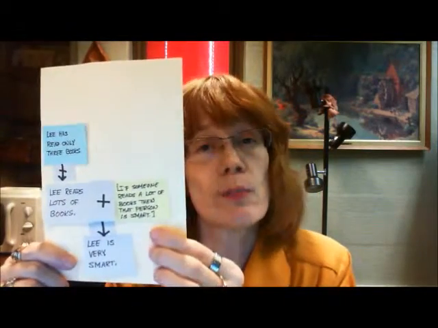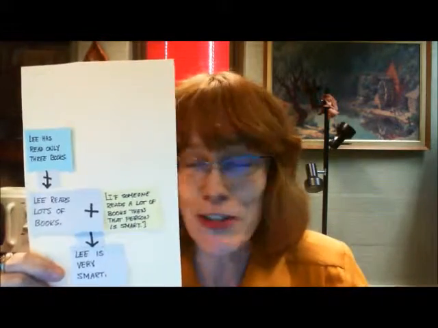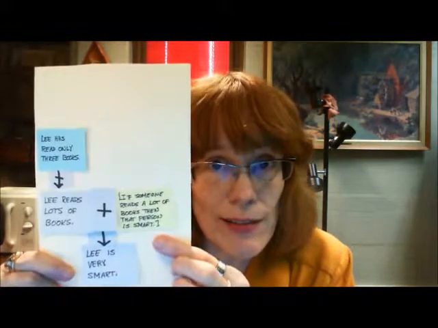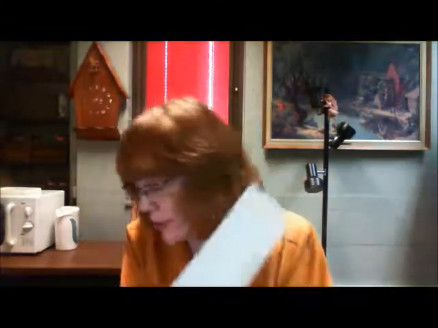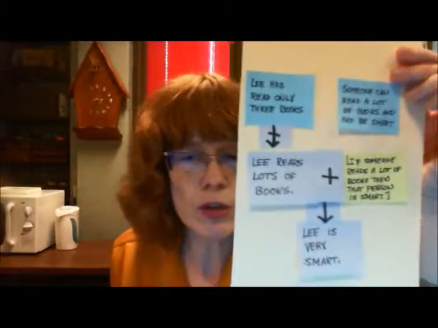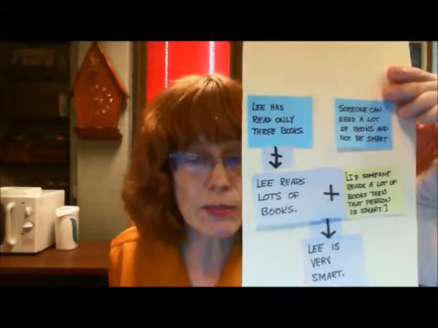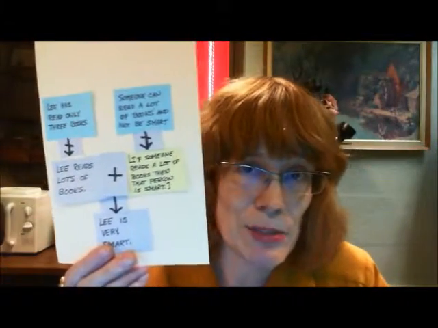So if we want to object to that, we have to talk about the same group of people. We have to talk about people who read a lot. And we have to say of them that they aren't very smart. Not always, anyway. Someone who reads a lot of books might not be smart. And that is the objection to that missing premise.